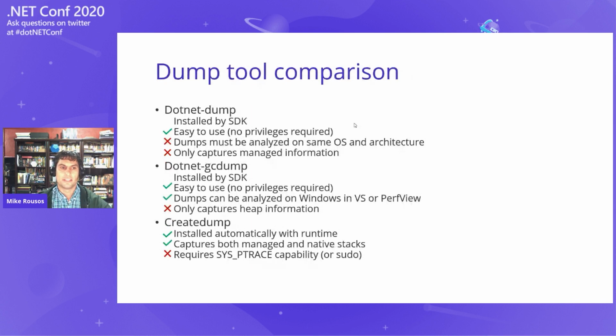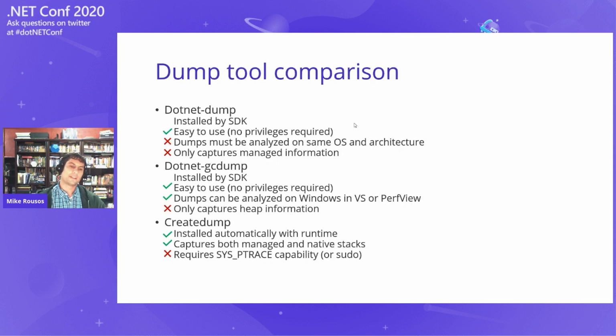Similarly, if you're going to be using dumps, .NET Dump and .NET GC Dump are sort of the recommendations here, again, because of their ease of use. If you can use them, this is what I'd recommend you go with. And again, the only difference between .NET Dump and .NET GC Dump is where you can analyze the dumps and how much is contained in them.